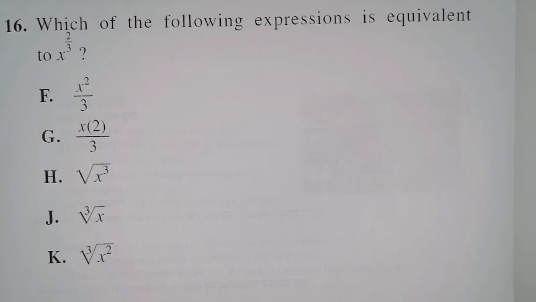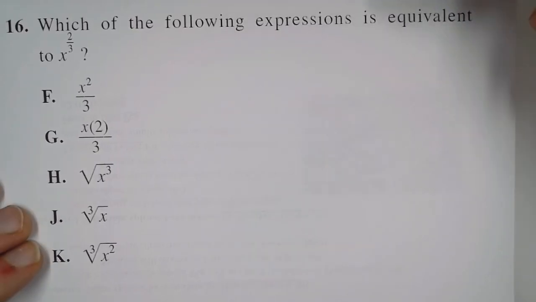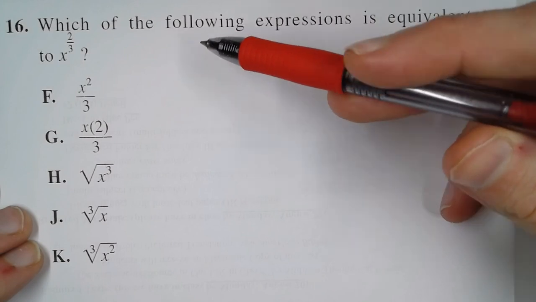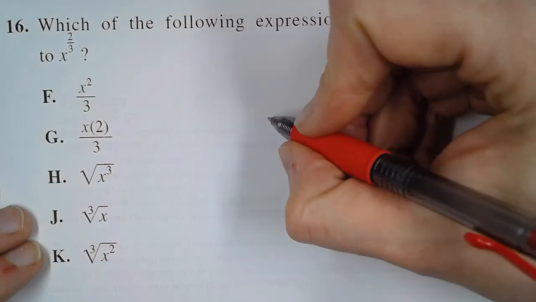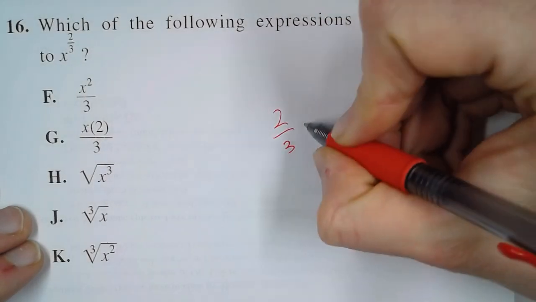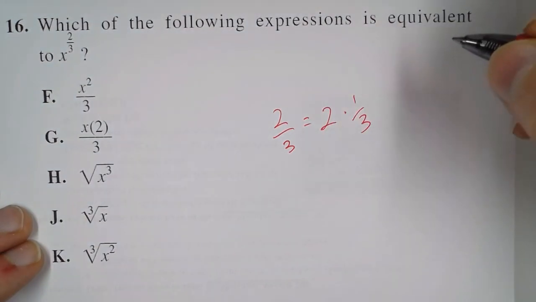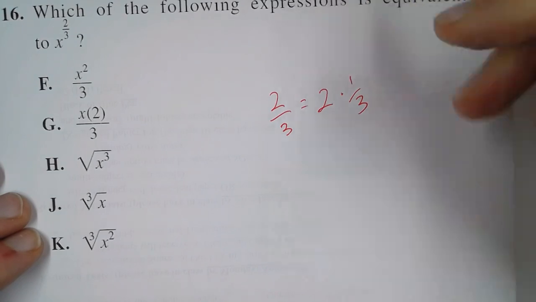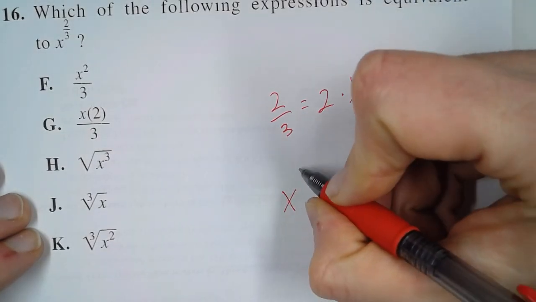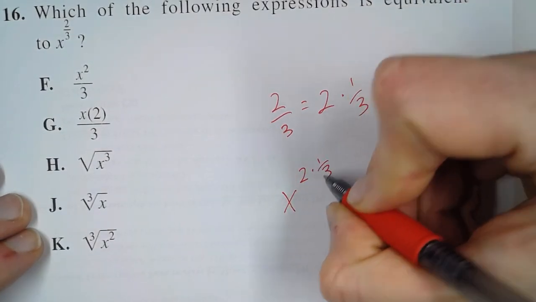So with number 16, it says, which of the following expressions is equivalent to x to the 2/3 power? Now, 2/3 is really the same as 2 times 1/3. Now, why is that important? Well, we could think of this as x to the 2 times 1/3 power.